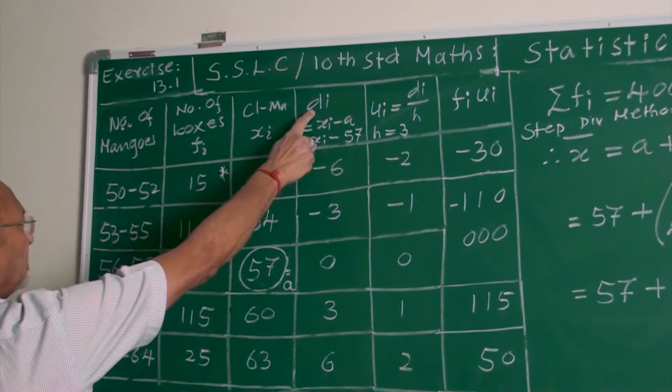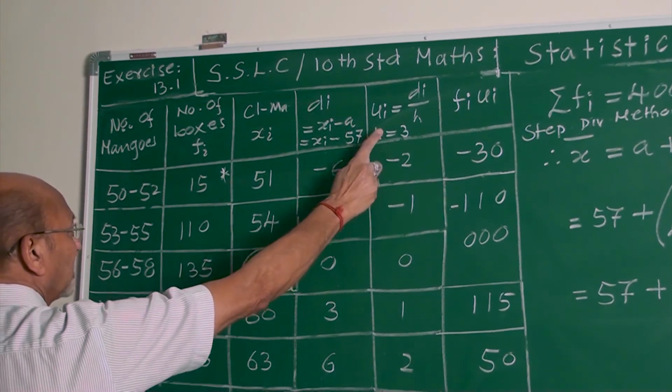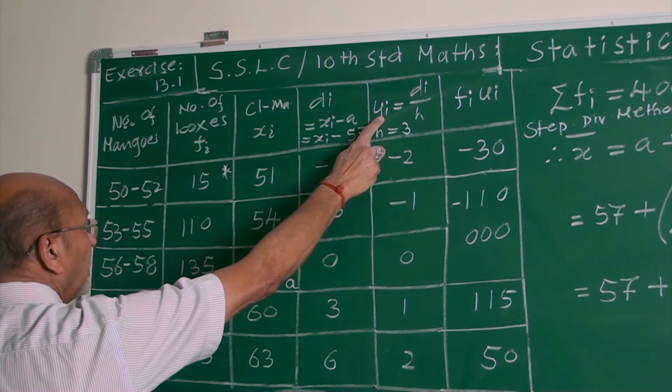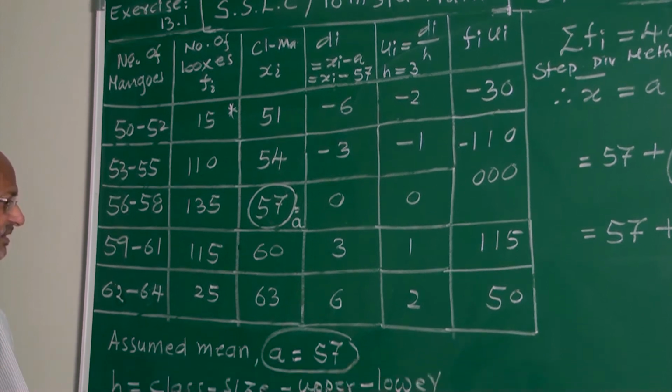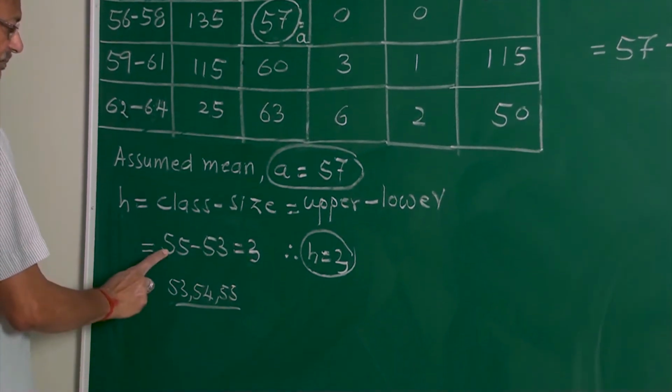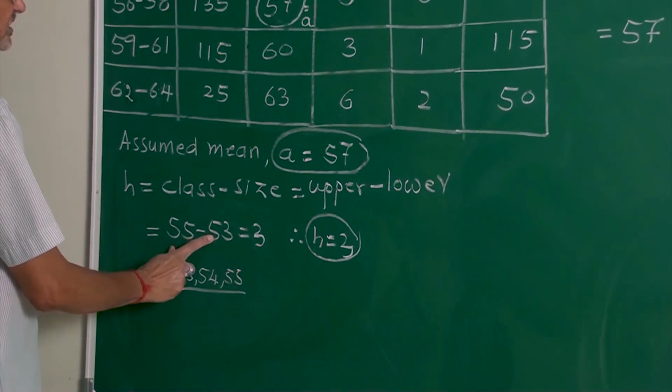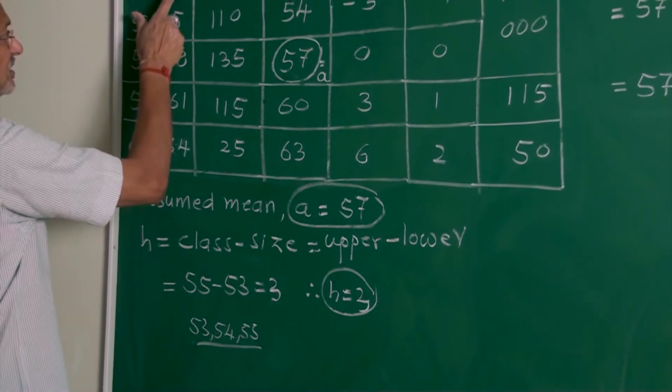This is, my friend, Di. This is extra. Find Ui. What is that Ui? Di upon h. What is that h? Class interval, upper minus lower. What is upper? 55 minus 53. See, my friends, here.